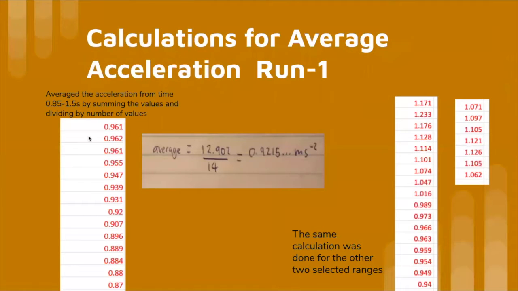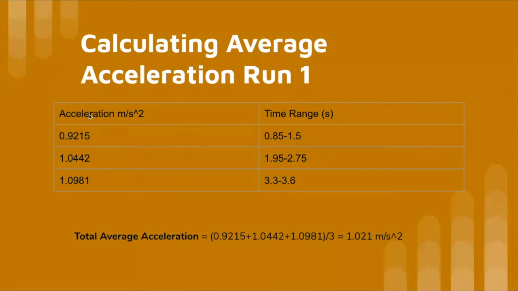These values for run one, for example 0.85 to 1.5 seconds, were averaged by summing values and dividing them, as shown over here. The same thing was done for our two other ranges. This is a table of all the three ranges we took and the average acceleration for all those three ranges. Then a total average acceleration for run one was produced: 1.021 meters per second squared.